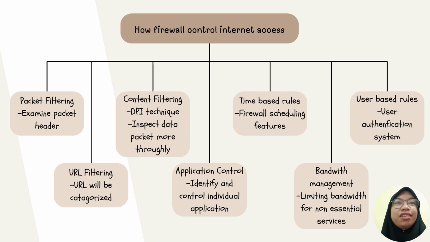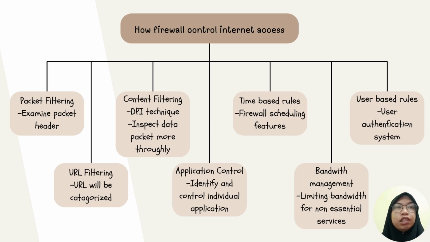How do firewalls control internet access? Firstly, by packet filtering. It determines the packet data by examining the packet header, which includes IP address, protocol, and port destination, to either allow or block the data from arriving at the network interface and going through the firewall based on predefined rules. Secondly, by URL filtering, a process that restricts certain websites or content by filtering the URL inserted by users against a database that has been blocked or permitted for use.